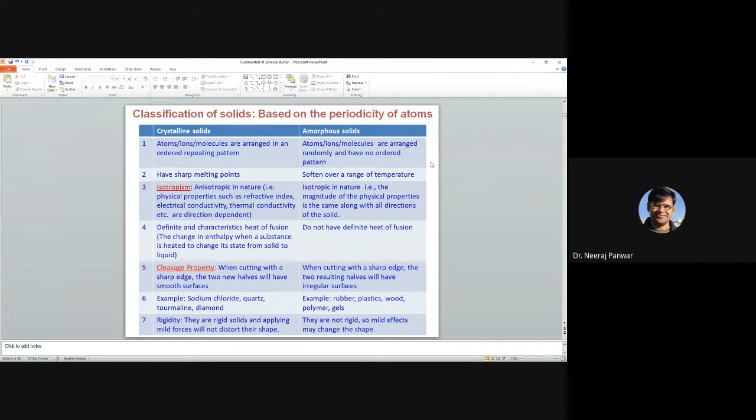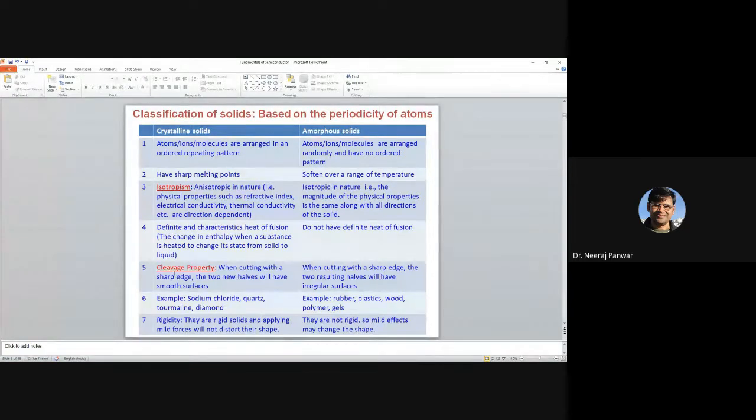Another thing is the crystalline solids have definite and characteristic heat of fusion. What is characteristic? What is heat of fusion? It is the change in enthalpy when a substance is heated to change its state from solid to liquid. It is more or less closely related to melting points. And the amorphous solids, they don't have the definite heat of fusion.